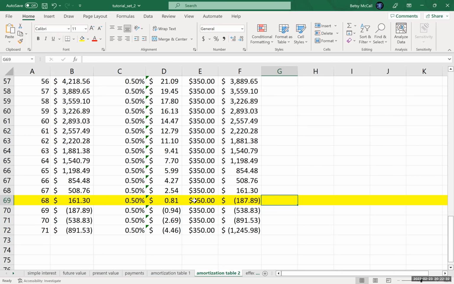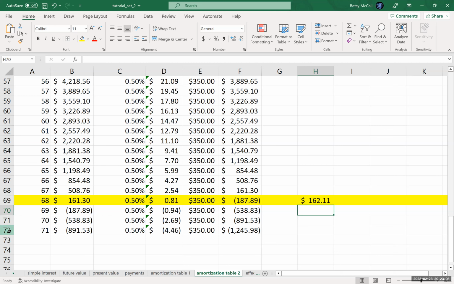And then the last $350 payment, I'll actually end up with an excess of $187.89 that the company will have to pay back to me. So essentially, the last amount that I owe will actually just be the balance at the beginning of this cycle plus the interest. And so the amount that I will owe on this last payment to pay off the loan will be $162.11. But at $350 a month, this will only take me 69 payments.